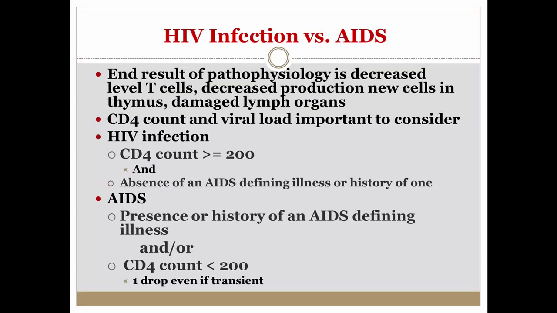So the end result of this pathophysiology is, as we said, decreased level of T cells, decreased production of new cells in the thymus, and damage in our lymphatic organs. Because remember, CD4 cells produce helper cells. As a result, the CD4 count helps us with diagnosis and status of the infection, and in addition to that, we use the viral load. So we use CD4 count and viral load to determine the status of this infection in an individual.